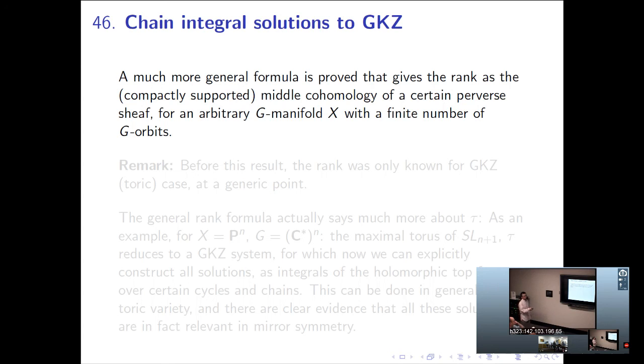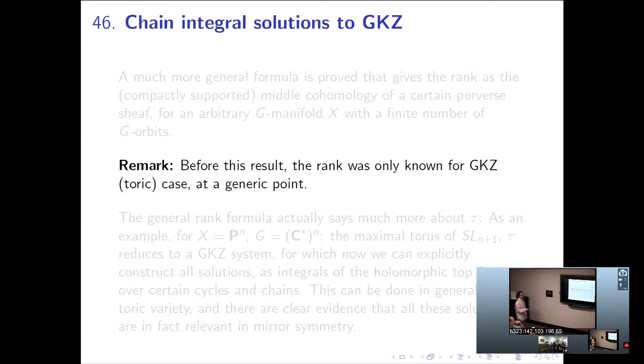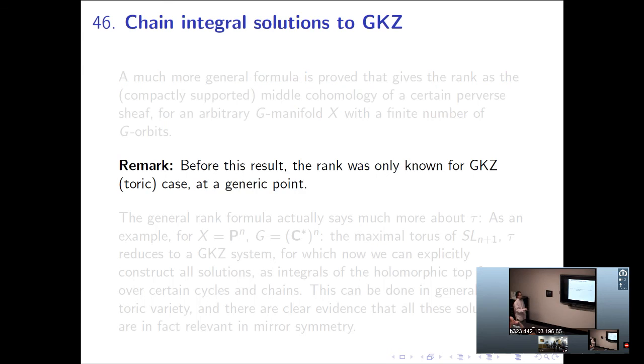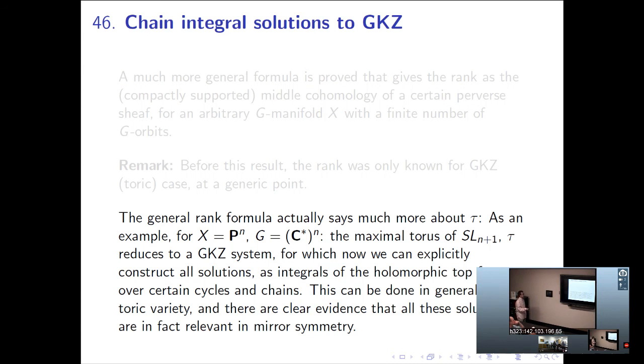application to the classical theory of GKZ systems. Actually, a much more general formula is proved, which gives the rank as a compact support middle cohomology of a certain perverse sheaf. And this rank formula applies for an arbitrary G-manifold with a finite number of G-orbits. Before this, the rank was only known for GKZ at a generic point, and now we have a formula at an arbitrary point. So let's see what the formula says for toric varieties.